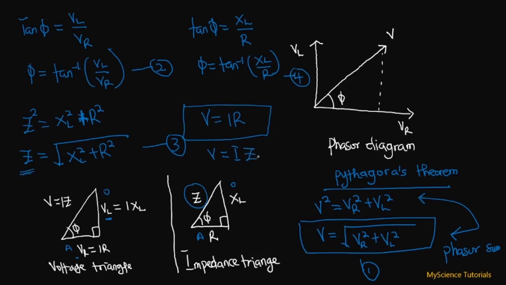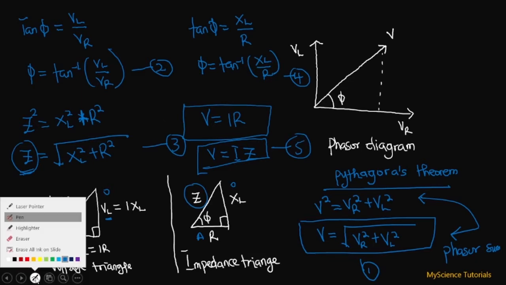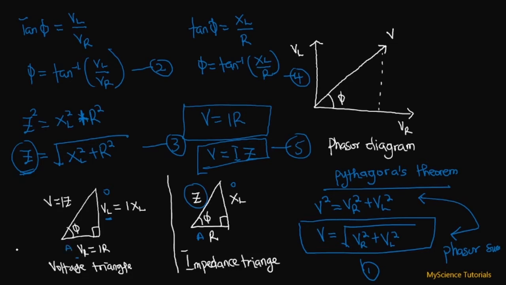Okay, and then we can find this Z by finding the square root of the inductive reactance squared plus the resistance squared. That is how we find the Z over here. So this is also another important formula that we'll be using along this tutorial. So equation number 1, equation number 2 or 4, 3 and 5, they are very important, and we are going to be using them in solving a lot of questions which will be coming very soon.